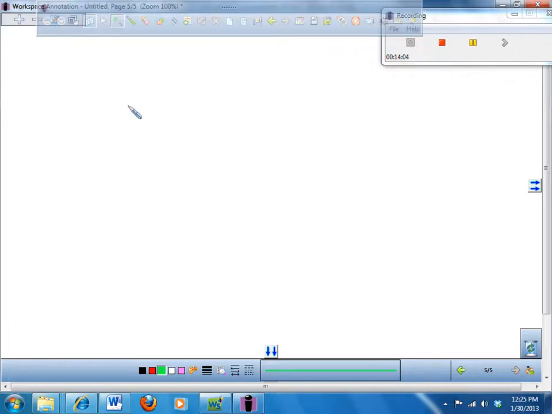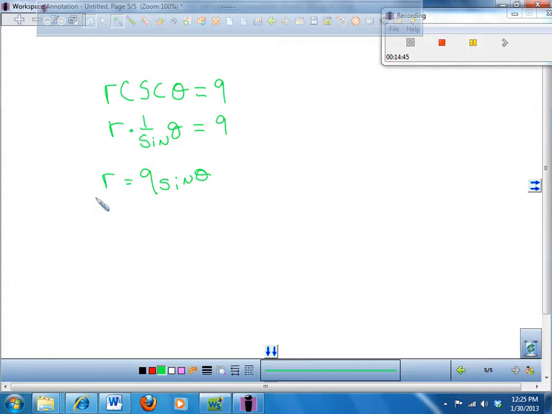r cosecant theta equals 9. Okay? And you see this and you say, I don't know what the heck to do with that. Well, remember from before, cosecant is equal to 1 over sine theta, so 1 over sine theta equals 9. Okay? And so then you multiply through by sine theta, and you get r equals 9 sine theta, which looks very much like the last couple problems.